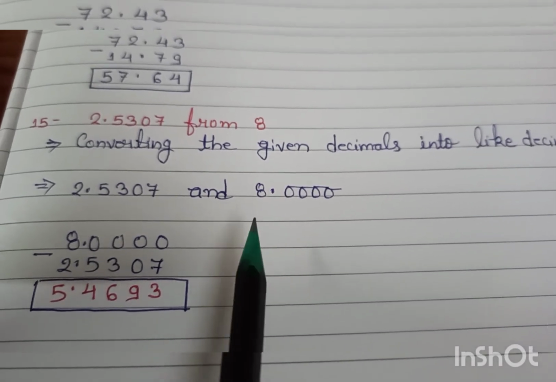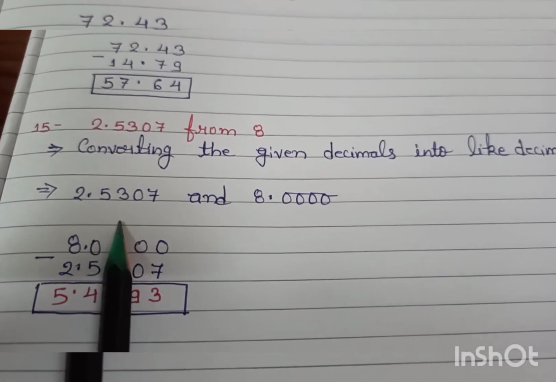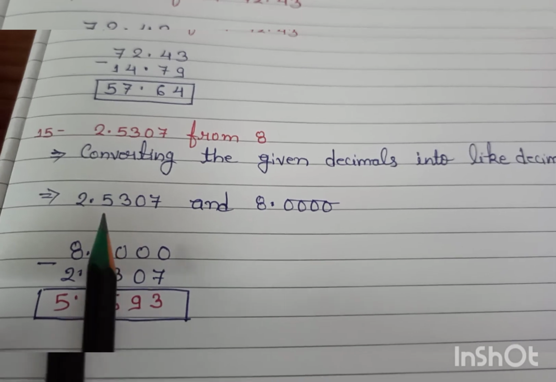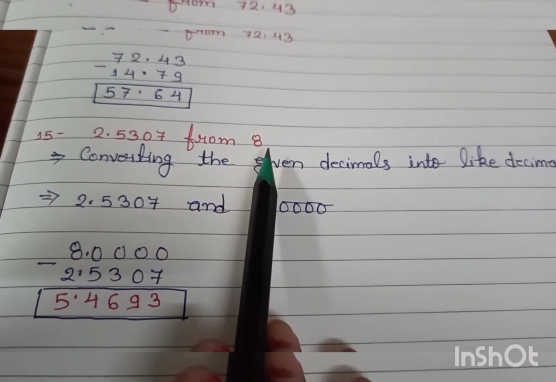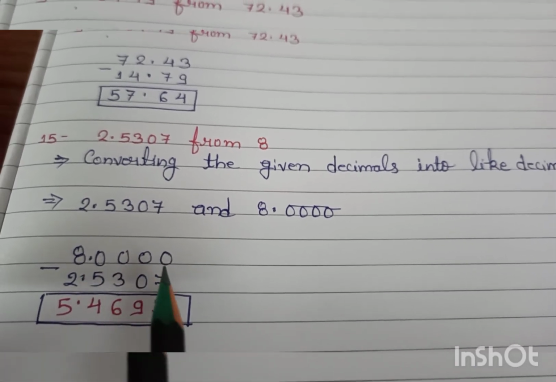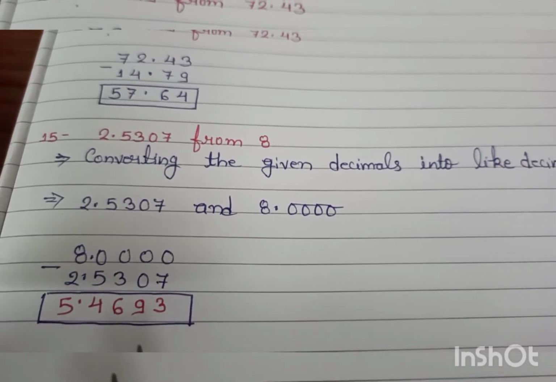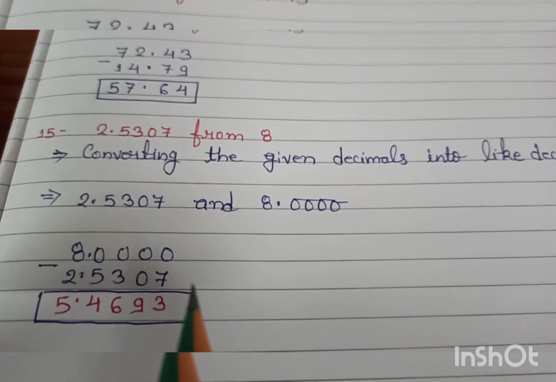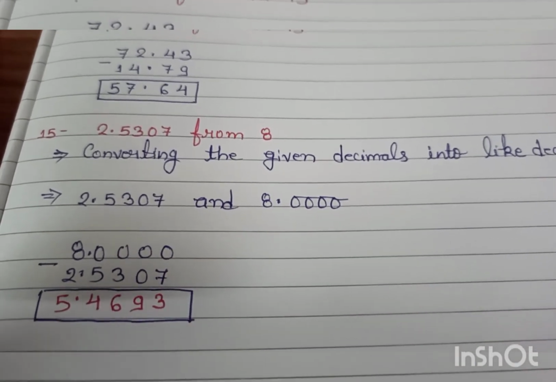So we subtract the smaller number from the larger number, and the number after "from" we write on the upper side. Then simply subtract, take a carry, and subtract by the subtraction method. I hope you understand, students.